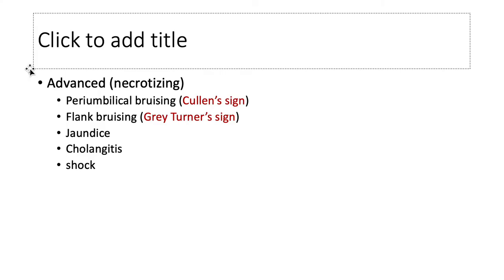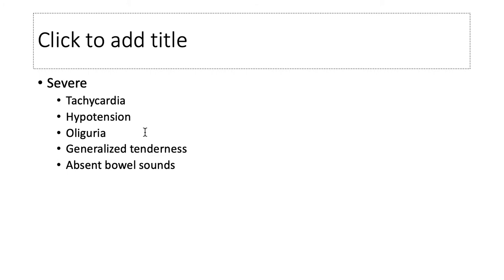And also it could lead to jaundice, cholangitis, and shock. So why could it lead to jaundice? Perfect. So if there's an obstruction, it could lead to buildup of the bile in the CBD, and then you will have stasis, which leads to inflammation of the CBD, which is called cholangitis, and one of the manifestations of cholangitis is jaundice. Okay, and shock, as we said here: tachycardia, hypotension, oliguria. This all signifies shock.